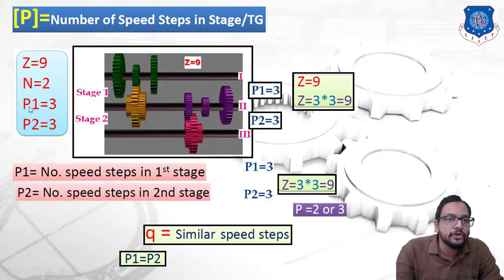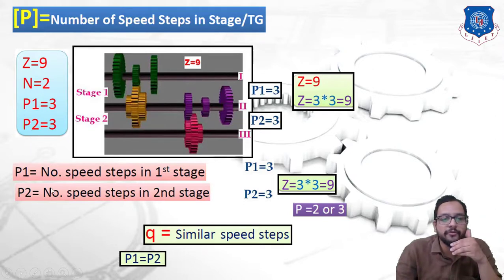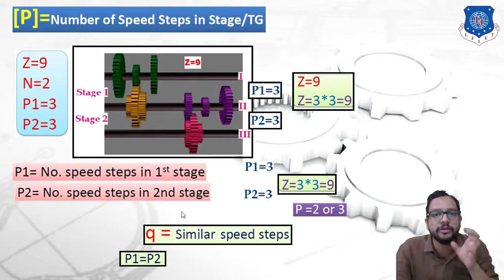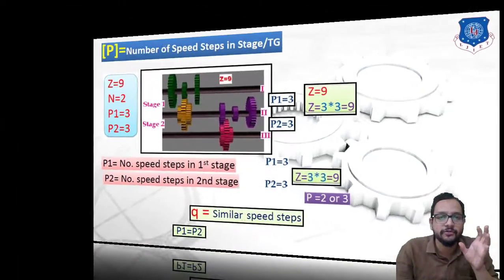So total n is 2. Over here you can see I have written P1 is equal to 3, P2 is equal to 3, where P1 is the number of speed steps in stage 1, and P2 is the number of speed steps in stage 2. And P1 is equal to P2. So I hope you are clear on how we determine a structural formula and how we predict it from a gearing diagram. Now let's proceed further.